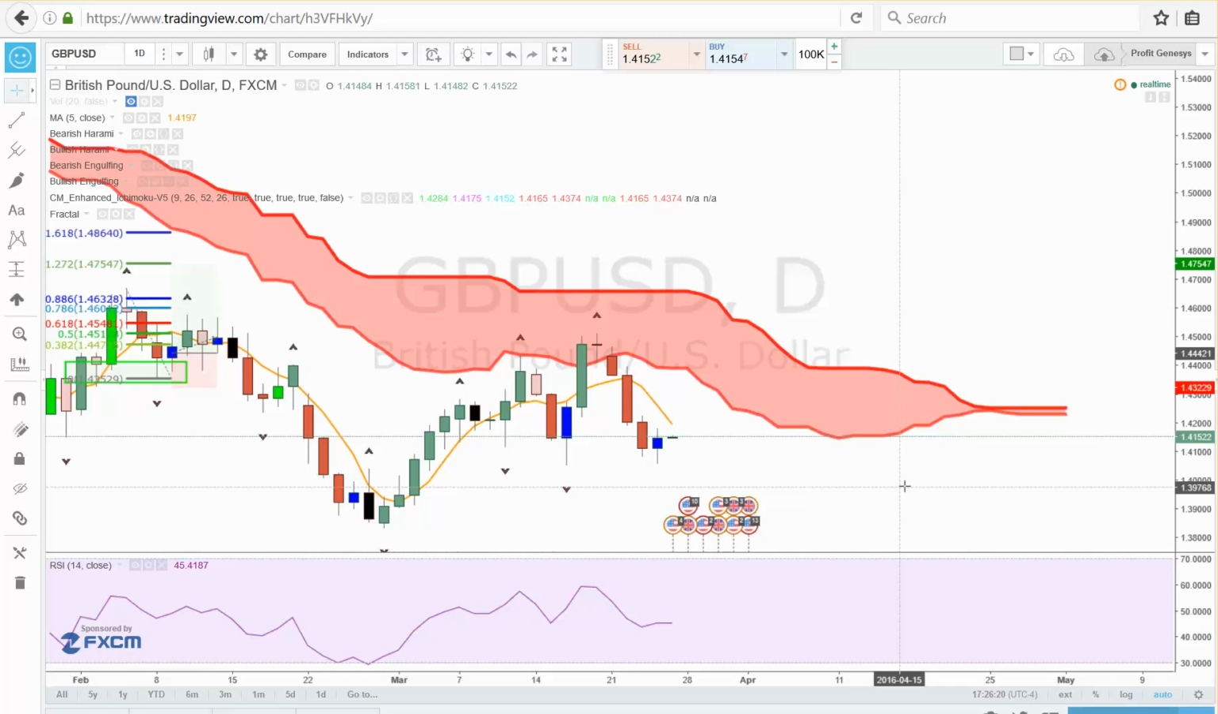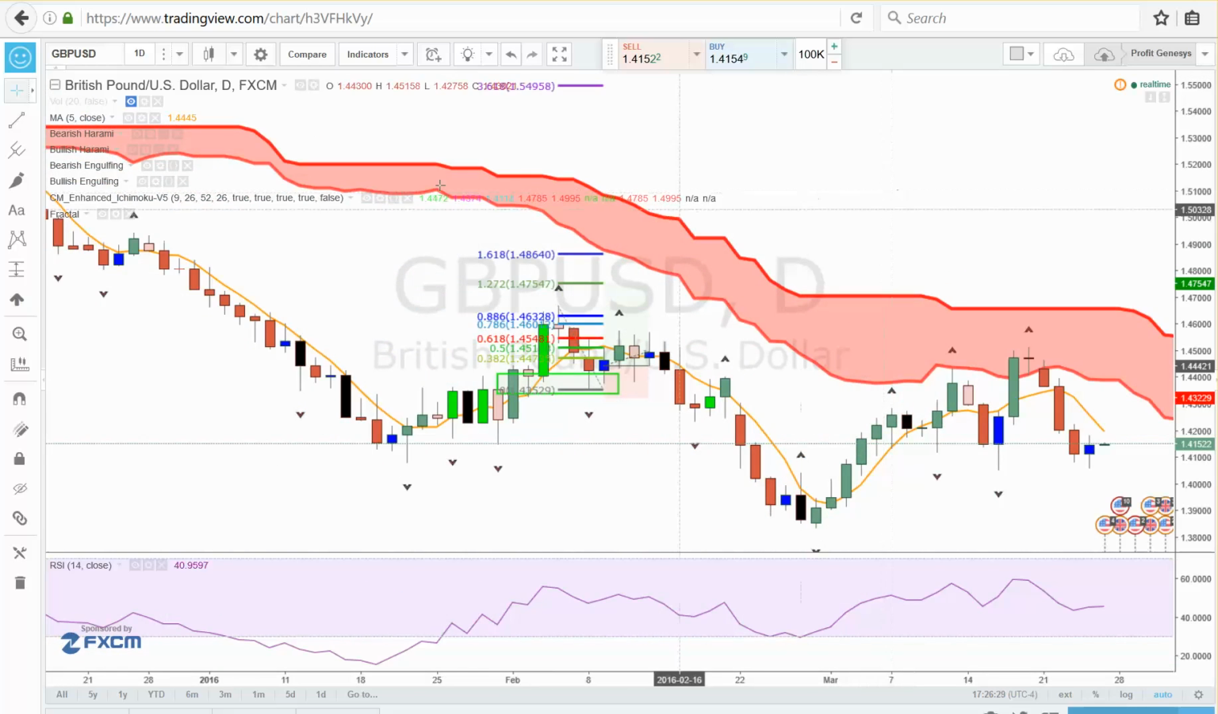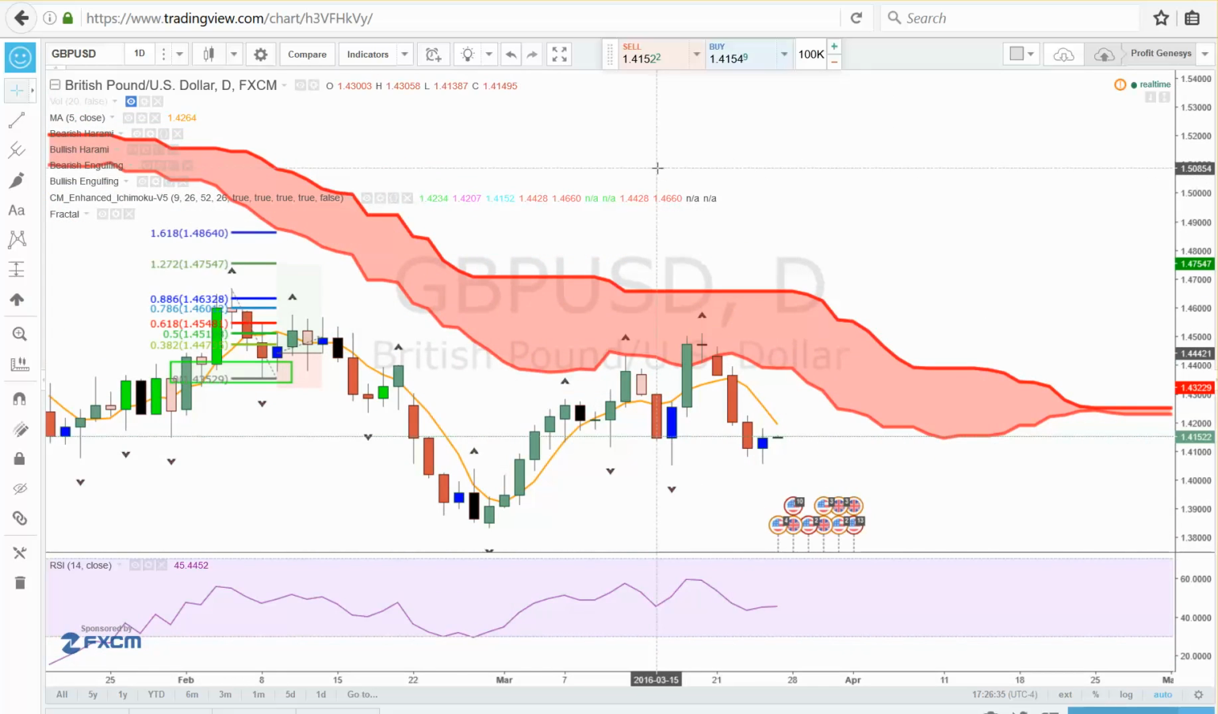We're going to be looking at the pound dollar. The pound dollar, obviously, as you can see, has been in a serious downtrend here. It's definitely below our Ichimoku cloud here. It's been down for quite some time, as you can see. So this has really been a seller's market here.